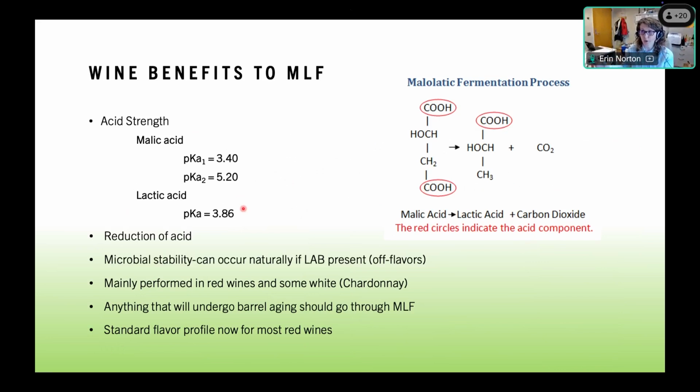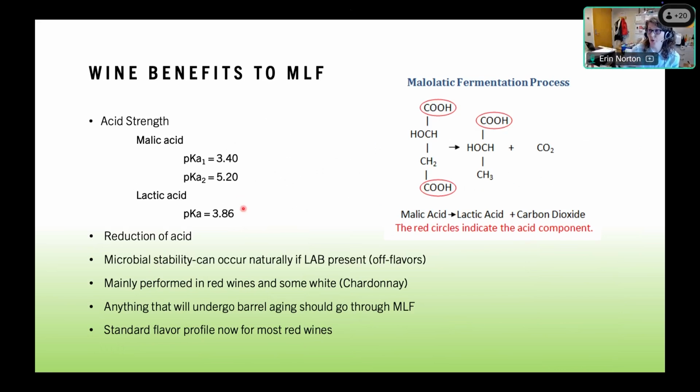In the overall wine world, malolactic fermentation is mainly performed in red wines and in some whites, like Chardonnay. And the reason for that, historically and traditionally, is those wines go into barrel. So if you're going to barrel age your wine, first of all, I would say at this point, consumers expect the buttery creaminess that goes along with oak aging. Okay, that's a profile that we expect these days.